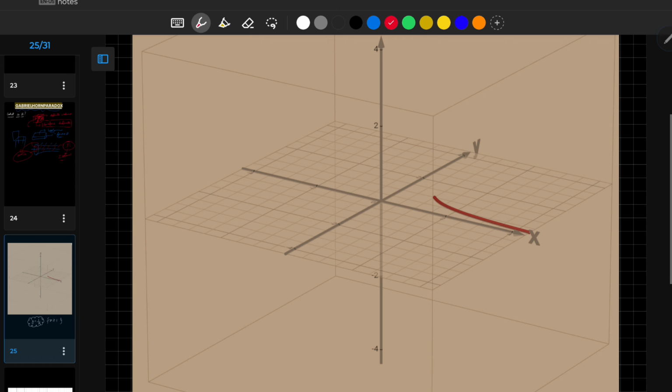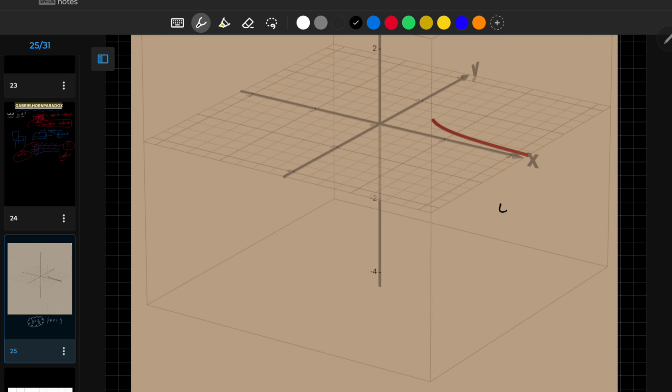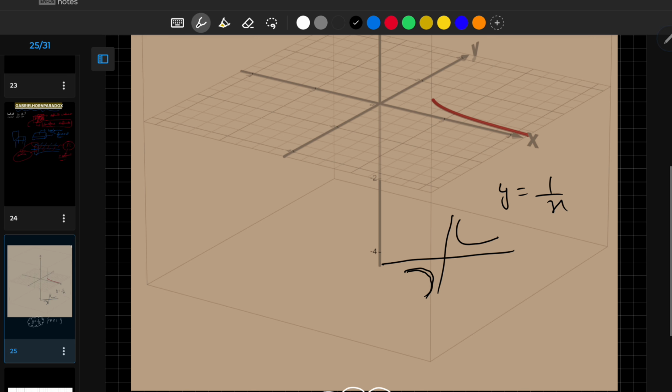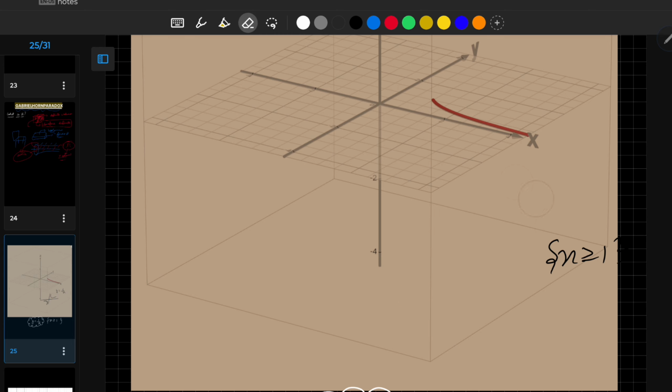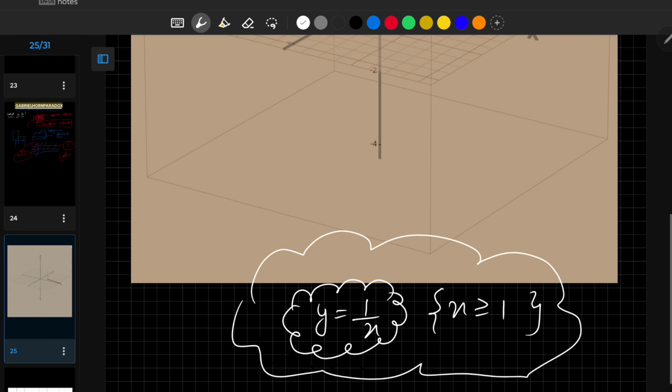So let's see. This is a 3D model that I have created. You definitely know the graph of y equals 1 by x. It looks like this. I'm going to take a very small part of it, which is x greater than or equal to 1, and which is shown in this 3D diagram. This is the graph that I have taken.